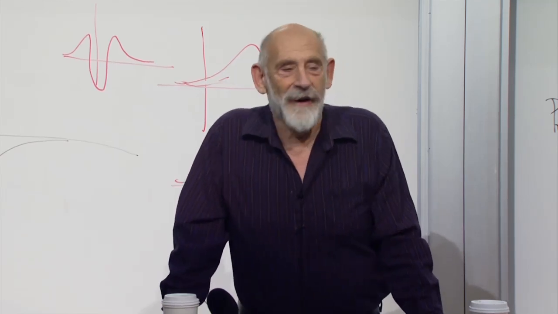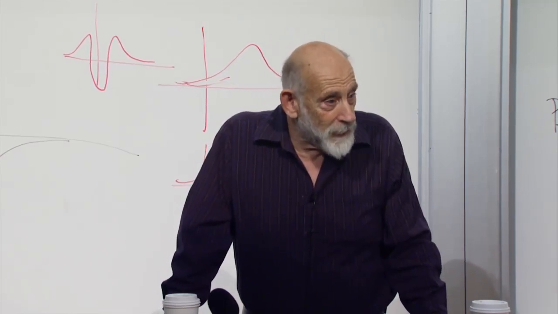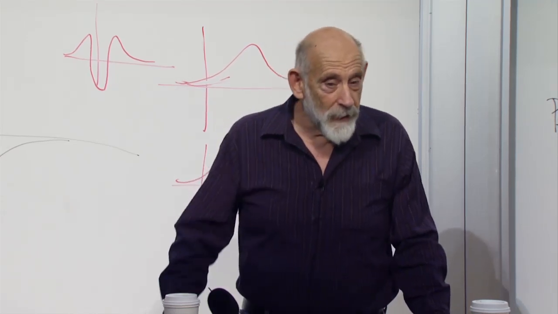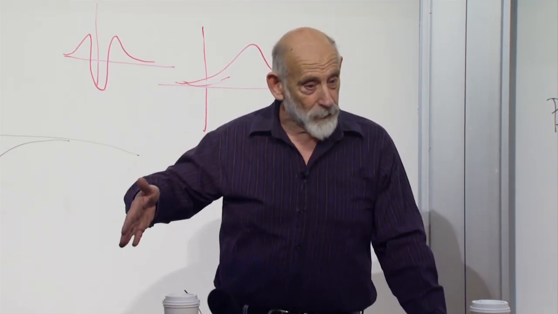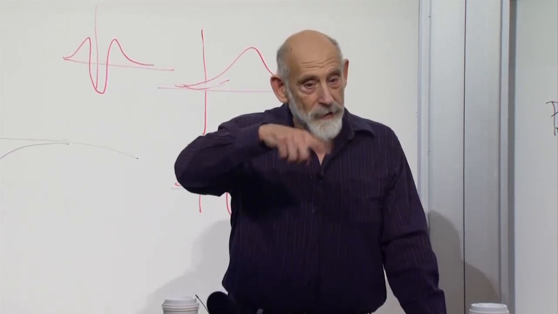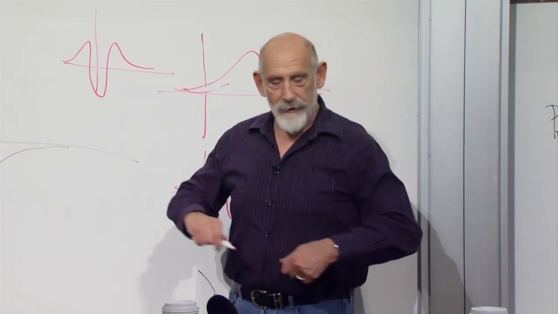Something like that. The more nodes, the faster it wiggles. The faster it wiggles, the larger the momentum. Momentum is characterized by wiggles. The wave functions of momentum states wiggle. The higher the momentum, the faster they wiggle. The more they wiggle, the more nodes they're going to have.